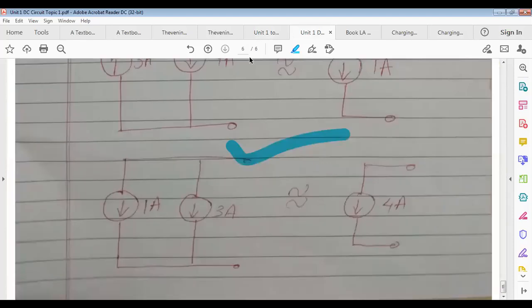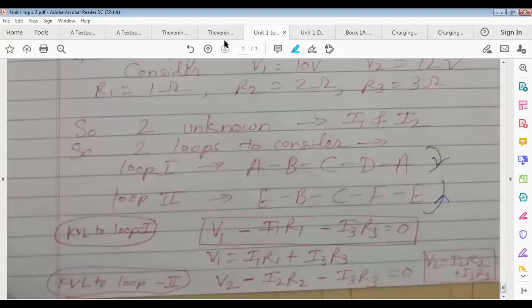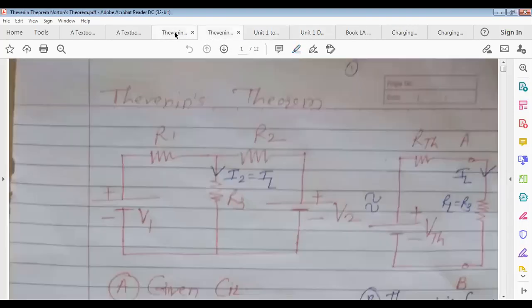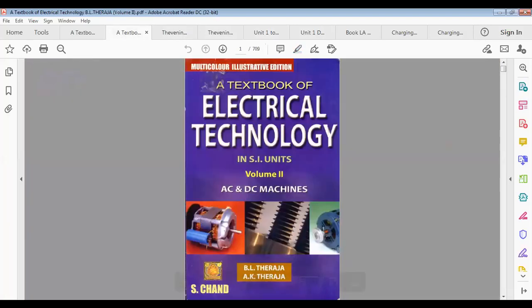Next topic we have seen about the superposition theorem. After Kirchhoff's law, superposition theorem we have seen. Let me open it, superposition theorem document.